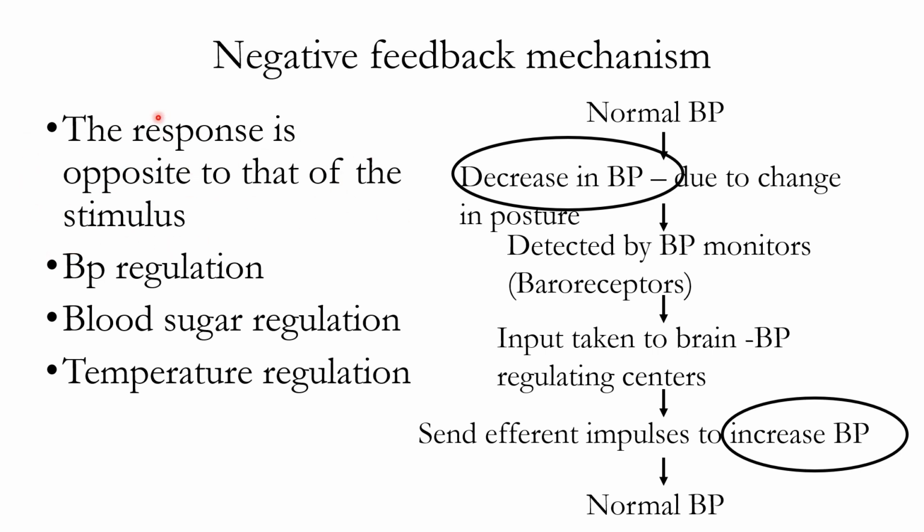This is the hallmark for a negative feedback mechanism. The next feedback system you're going to see is called positive feedback mechanism. The main difference between a negative feedback and positive feedback is, in positive feedback mechanism, the change in the variable and the response occur in the same direction. We'll see an example to understand better.